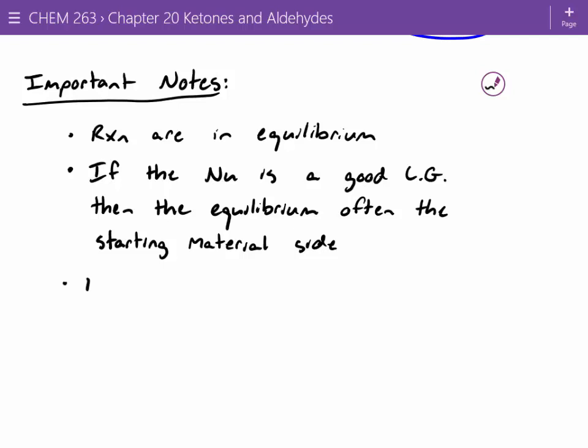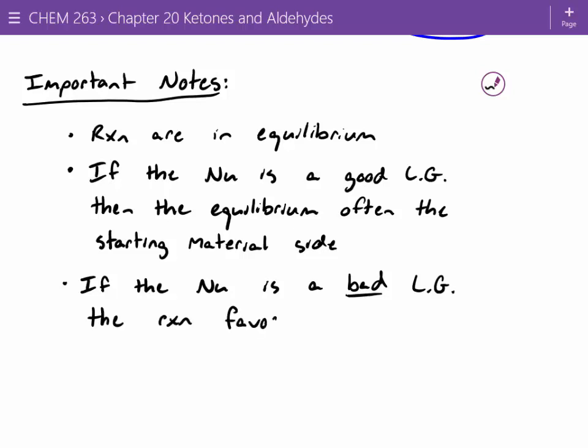Conversely, if the nucleophile is a bad leaving group, then the reaction favors the products. All right.